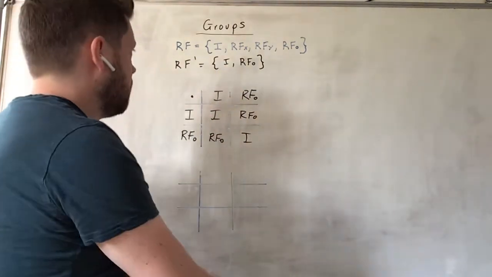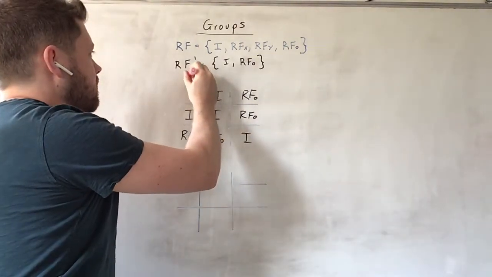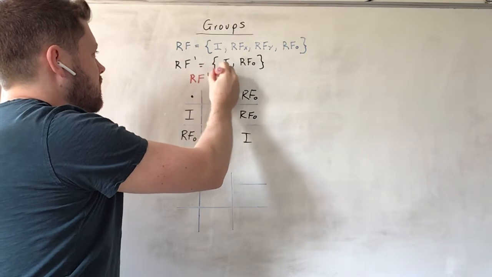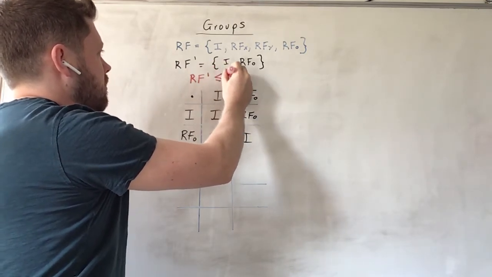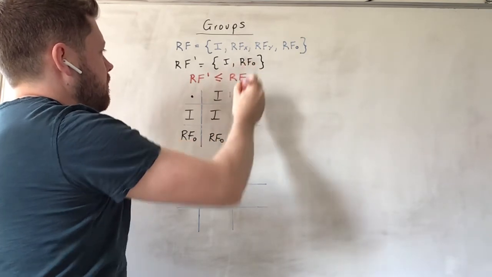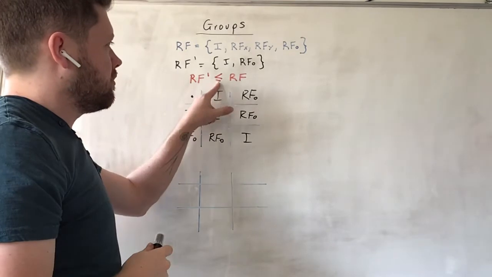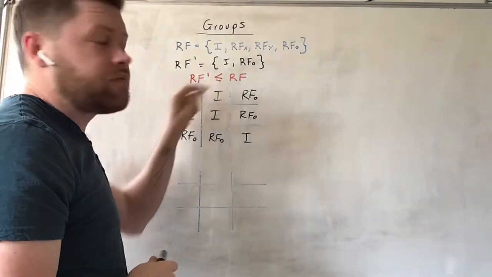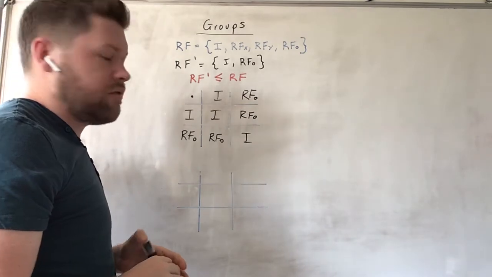What we can write then in the notation of mathematics is that RF dash is a subgroup of RF. This is the notation meaning subgroup. So we know that RF dash is a subgroup of RF.